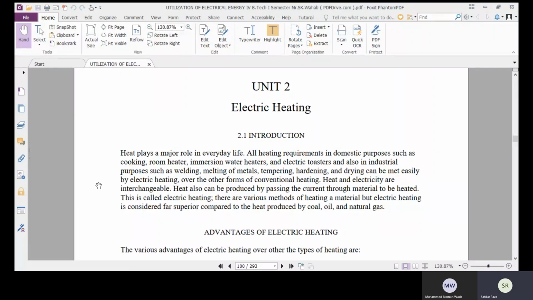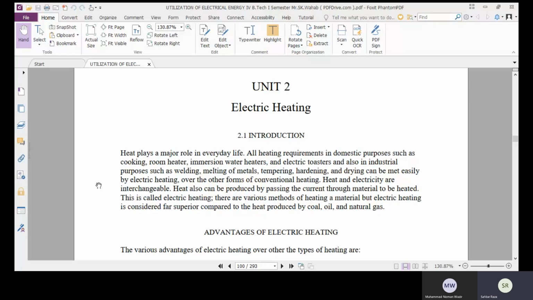Heat and electricity are interchangeable. Heat also can be produced by passing the current through the material to be heated. This is called electric heating. So the definition of electric heating is that we are just going to pass the electric current through some material so that it is heated. There are various methods of heating a material, but electric heating is considered far superior compared to the heat produced by coal, oil, and natural gas.